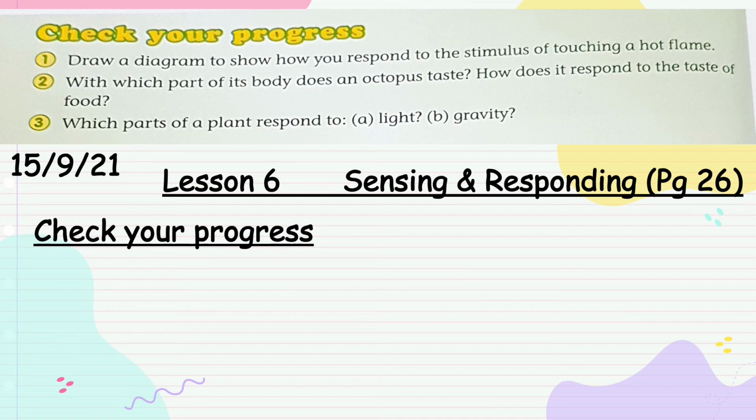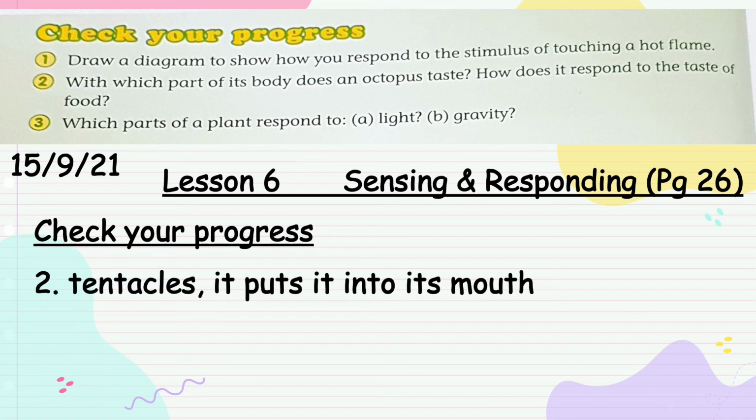With which part of its body does an octopus taste? Which part does it use to taste? Yes, it uses the tentacles. And how does it respond to the taste of the food? It just takes it and eats it, or puts it into the mouth. Now the next question is, which part of a plant responds to light? Yes, the shoot. And which part responds to gravity? Yes, the roots.